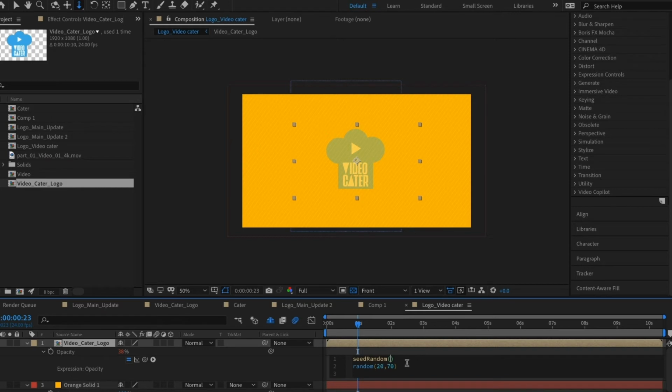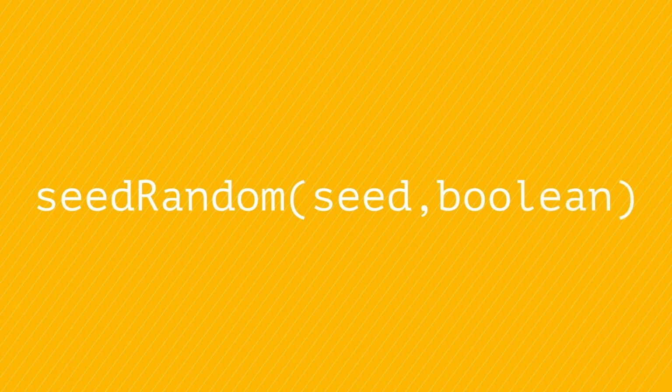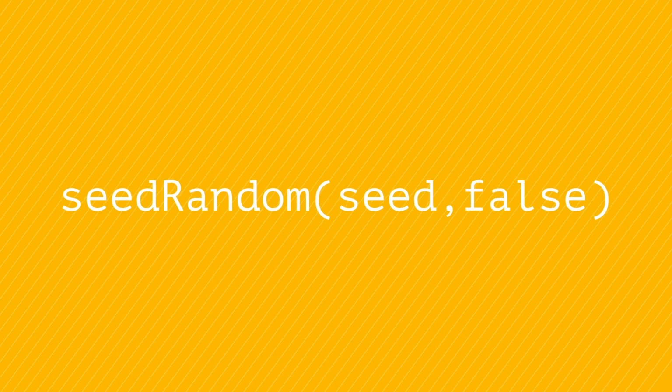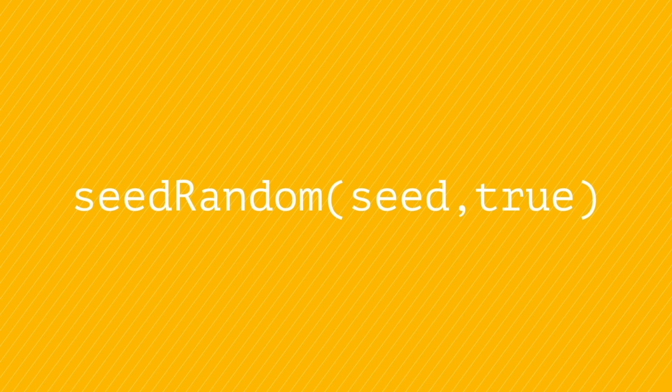In the parentheses we need two parameters. First is a seed number and second is a boolean. A boolean plays its role as a switch. It's either on or off, 1 or 0, true or false. Basically, when this value is 0 or false, it works exactly as I showed you in the first example. The value would change based on the time, but once we switch it to true or 1, it would be a fixed value over time.